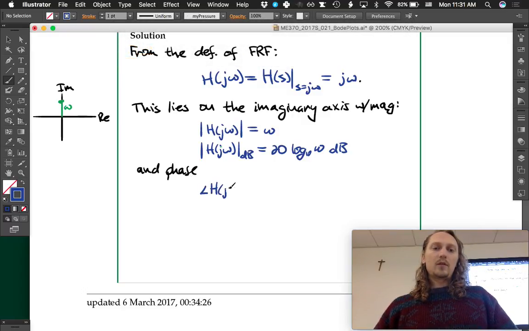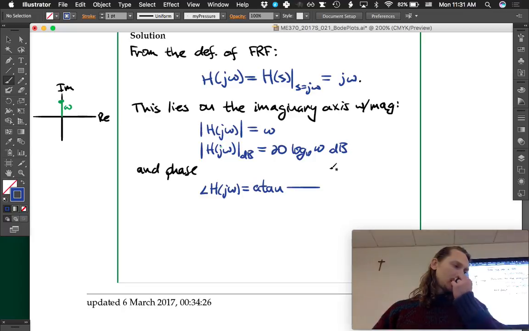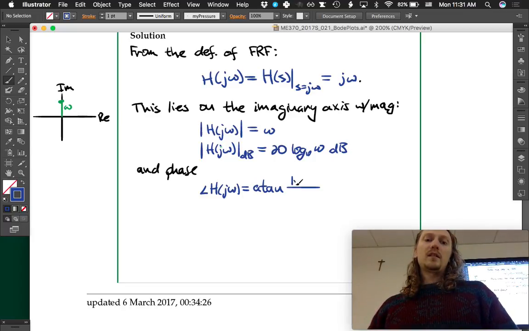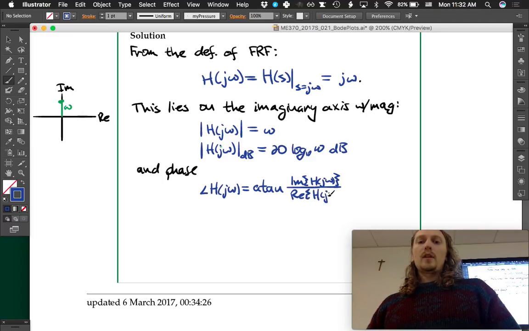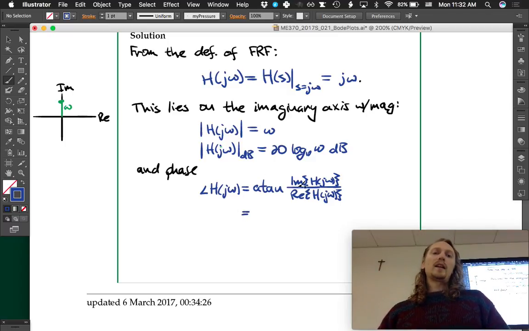The phase, we have a formula for that. Do you guys remember what it is? It's the arctangent of something over something. It's the imaginary over the real, right? The imaginary of H of j omega divided by the real of H of j omega. So we could plug that in and take the arctangent, or we could just look and see, what is this angle going to be? 90 degrees. That's right. But you could always go back to the arctangent, 90 degrees.